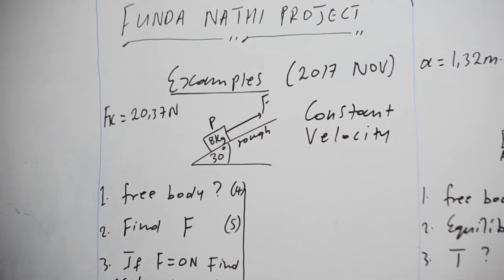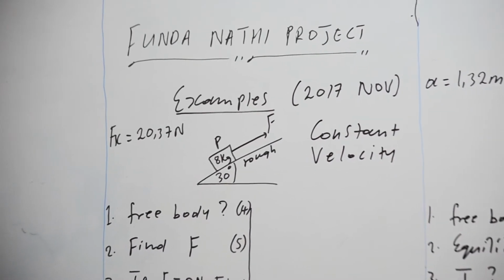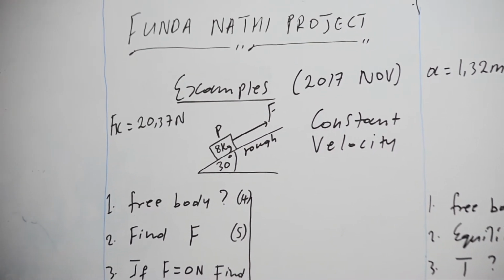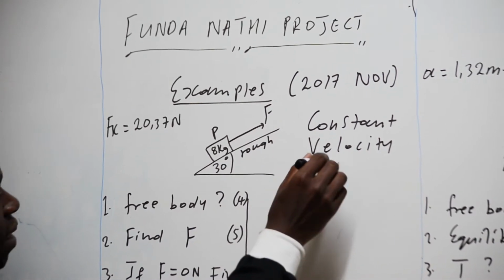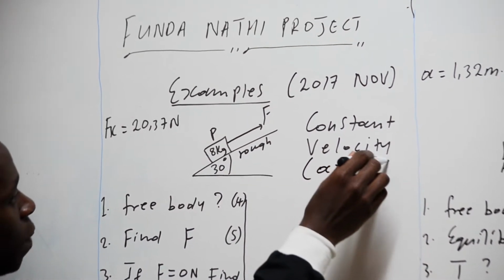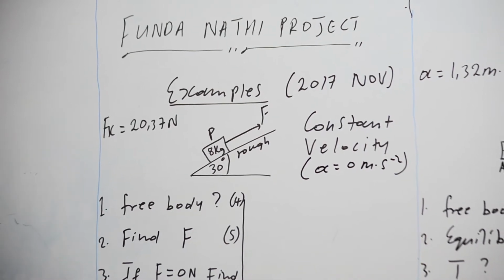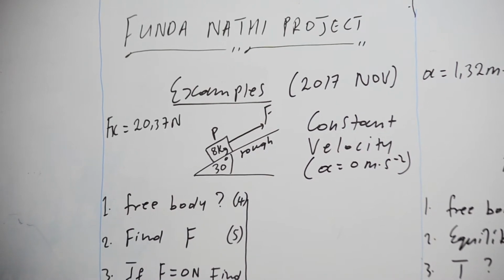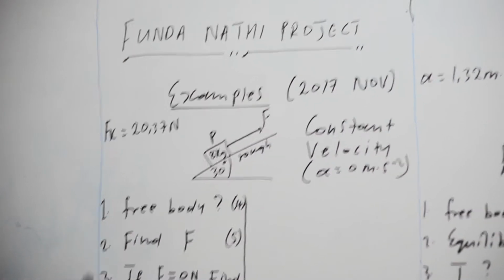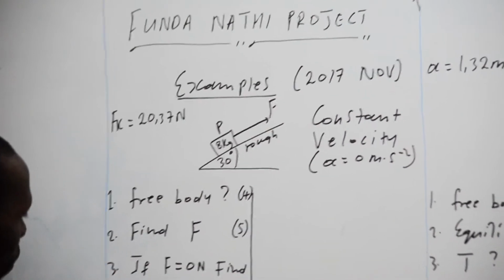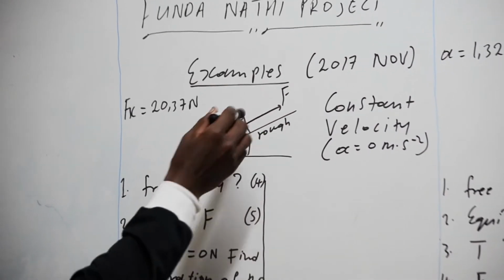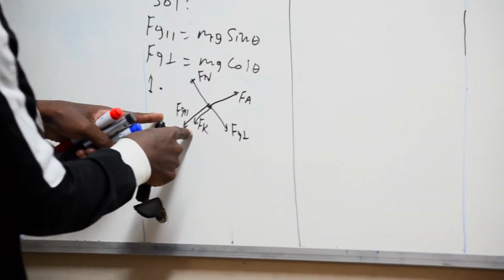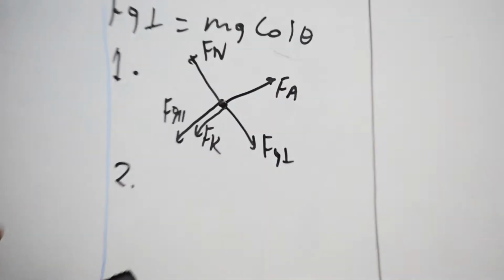Constant velocity means the acceleration is 0. Whether you are in projectile motion, momentum, wherever you are, always know constant velocity means acceleration is 0 meters per second squared. That should be in your mind. So we are told this block moves at constant velocity. And if the block moves at constant velocity, the forces are in equilibrium, so FA here is equal to FG parallel plus FK, because these 2 forces are in the same direction.